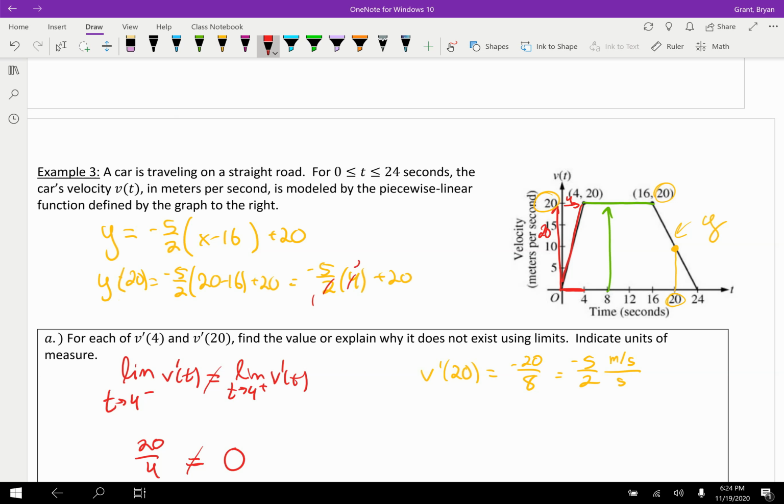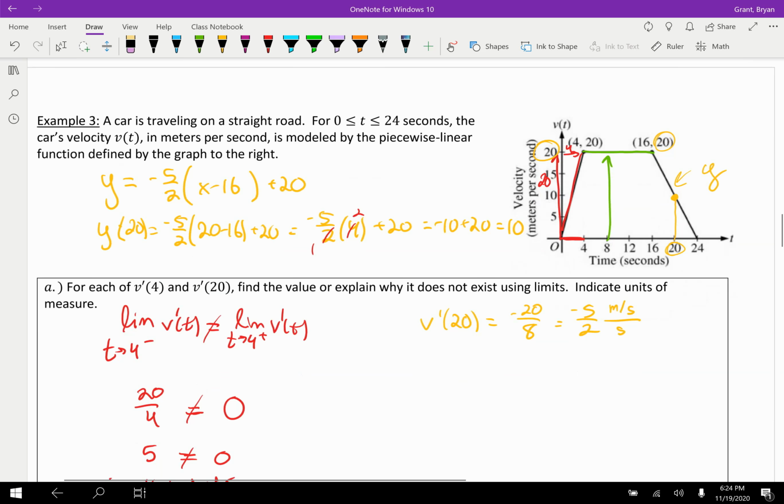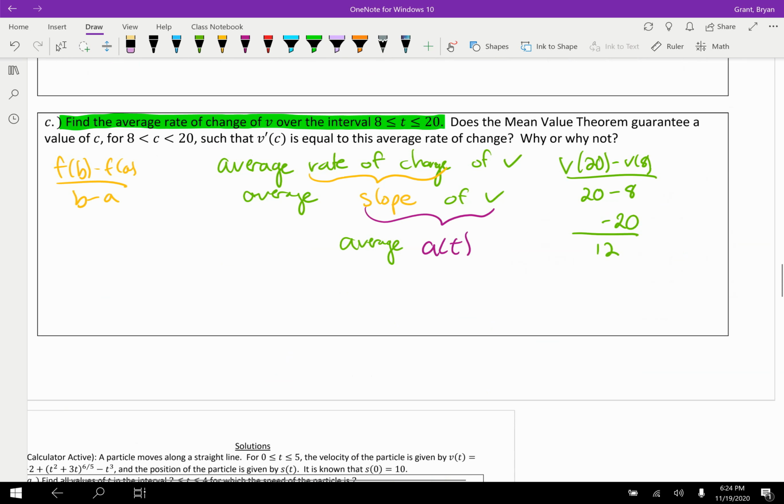Simplifying, negative 5 times 2 is negative 10 plus 20, which I think is 10. So it is exactly 10. And if you guessed 10, good for you. That's great. However, we should realize that if it was 10.1, you definitely would not have gotten that point. So be careful. It's probably worth the extra 30 seconds to write the equation.